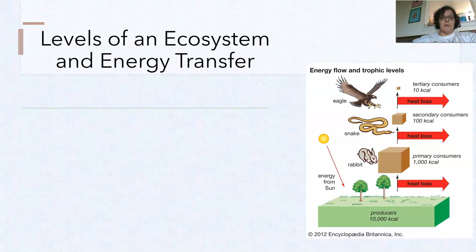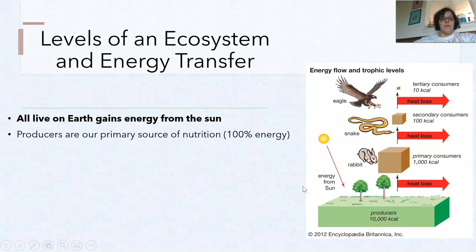Levels of an ecosystem and energy transfer. As the ecosystem levels go up, energy transfer goes down. All life on Earth gains energy from the sun. You can see here that producers gain quite a bit of energy. That's 10,000 kilocalories. Producers are our primary source of nutrition. So let's say that's 100% energy gained.